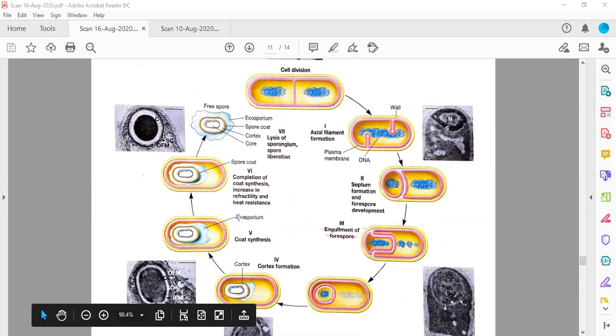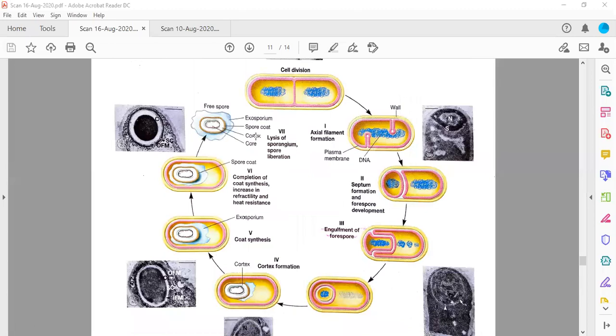It will make several layers: exosporium, then spore coat, and then this cortex region. The cell is present in this core. This core is the forespore cell which is being engulfed by the big cell, because it will have the nucleoid region as well as the small 70S ribosomes.